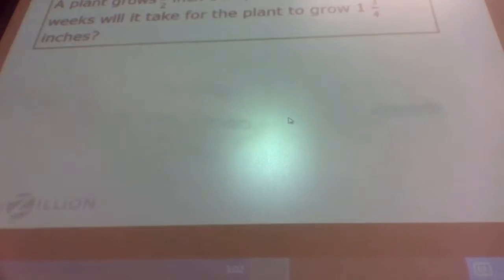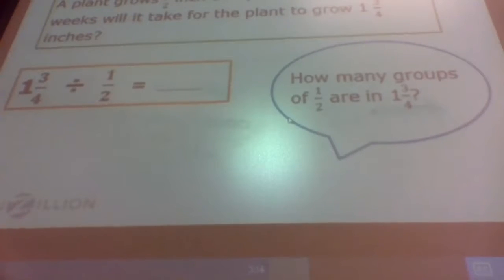Let's see how this works in another problem. A plant grows 1/2 inch every week. How many weeks will it take for the plant to grow 1 3/4 inches? All right, so I can think to myself, how many groups of half are in 1 3/4? Why didn't they put the division equation? Because you want to know how long it's going to take for 1 3/4 inches, right? So we want to see how many 1/2 are in 1 3/4.